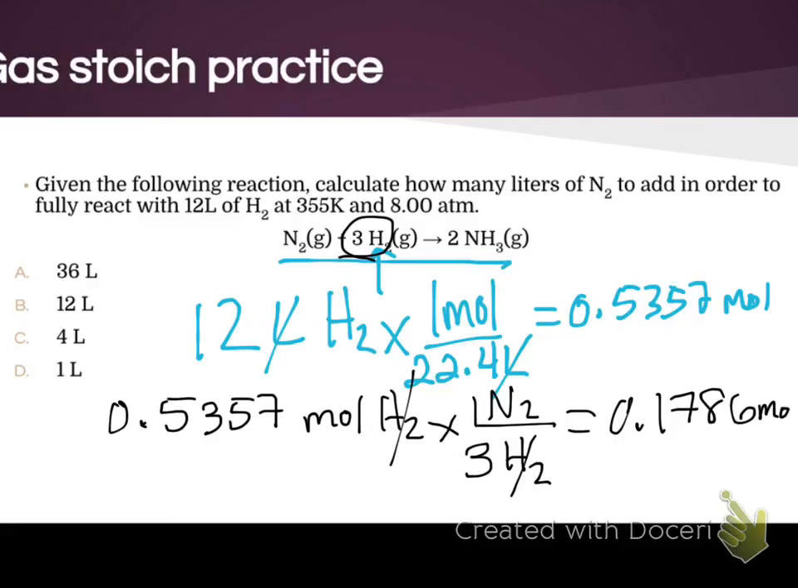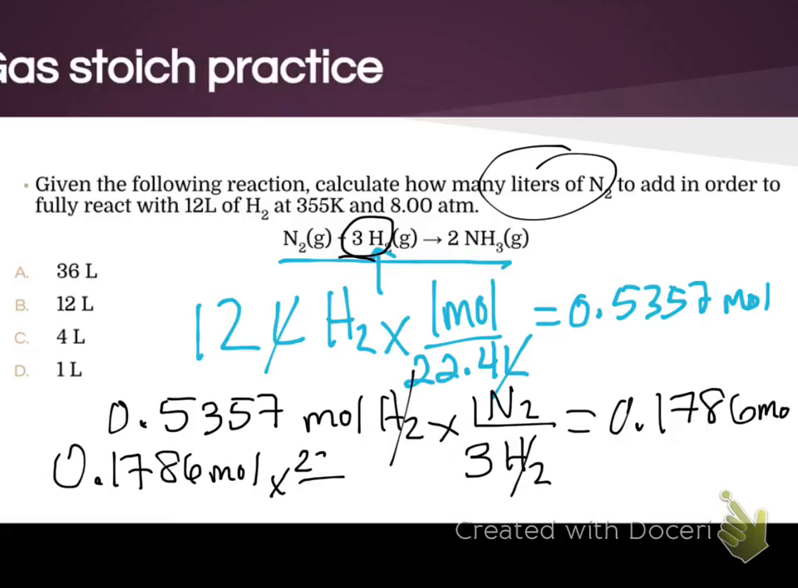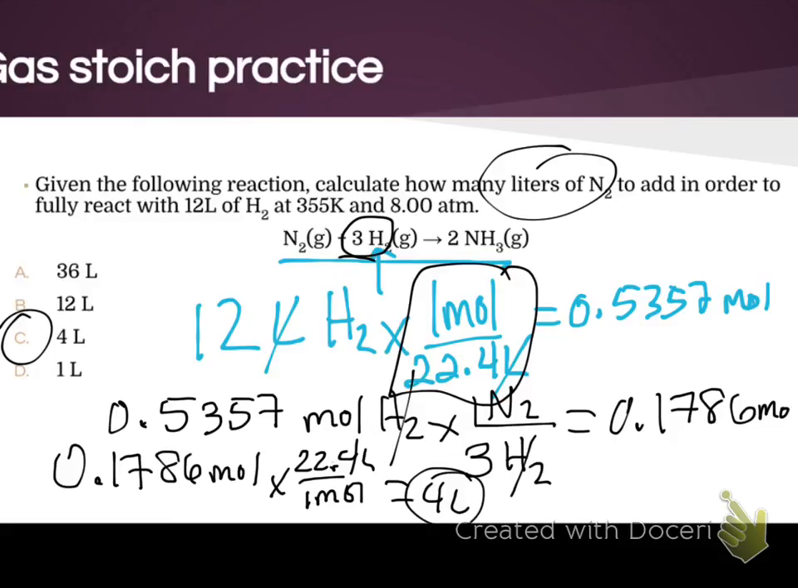So now I know how many moles of N2 need to be added, but it tells me to find liters. So I guess I'll use my same relationship between the moles of a gas and the volume to figure out how much in liters. This turns out to be 4 liters. So C is the correct answer. So you can do it this way. This is the same stoichiometric process that we used in 111 and we'll continue to use. And it works very well. The only thing new is this idea that there's 22.4 liters in 1 mole.